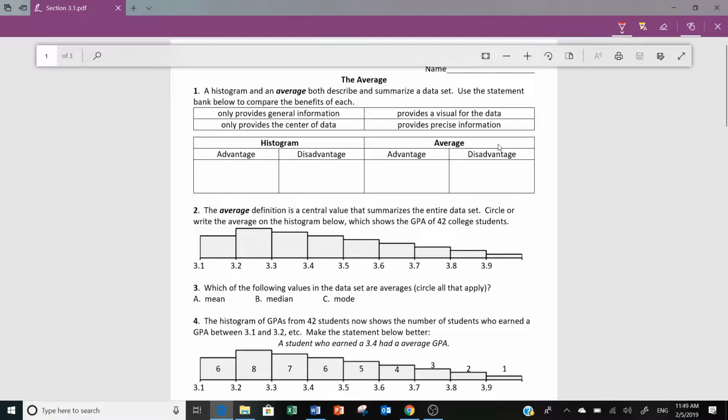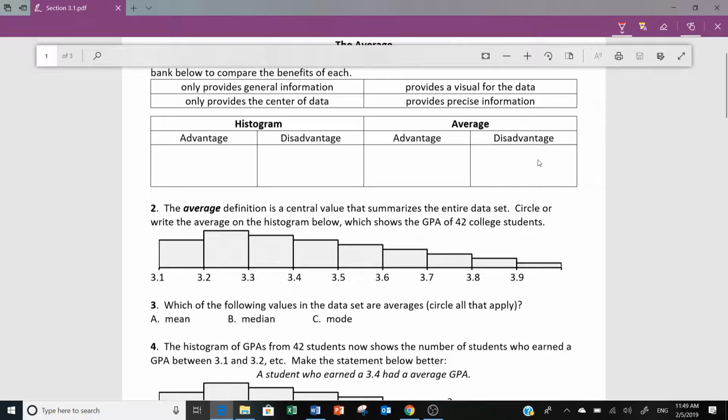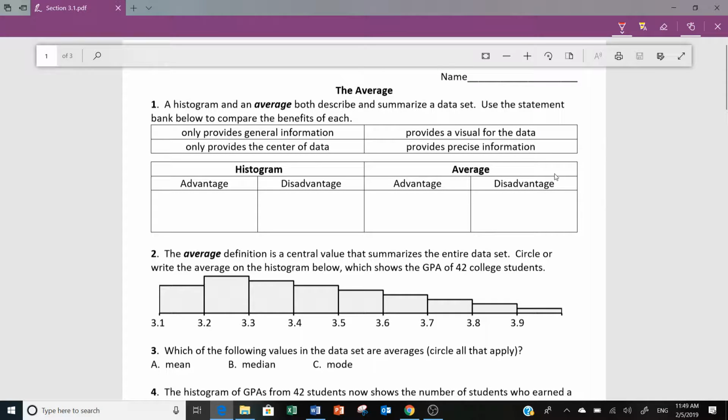So the average only provides the disadvantage, right? Yeah, so it's definitely a disadvantage. The average only provides the center. Meanwhile, our histogram, let's just mark that's precise information right there. Yeah. And then the center, so the general information would be the disadvantage. Exactly. I think precise information is probably the histogram. Yeah. And then visually.